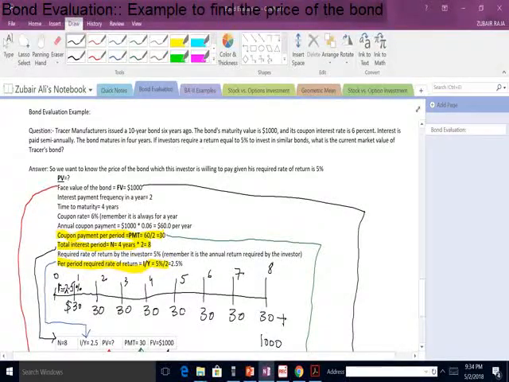If the investor's required rate of return is 5% to invest in a similar bond, what is the current market value of the Tracer bond? So this company has issued a 10-year bond, and after 6 years the investor who invested in this bond wants to sell in the open market. So it means that the second investor, if he wants to buy this bond, we want to determine what price he will agree to pay to the first investor to invest in this bond.